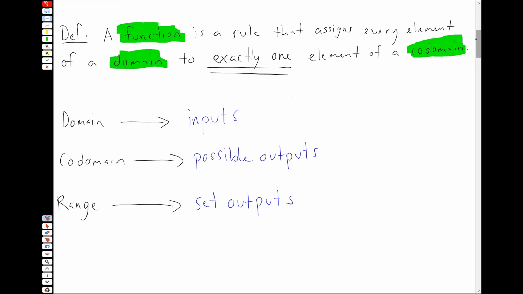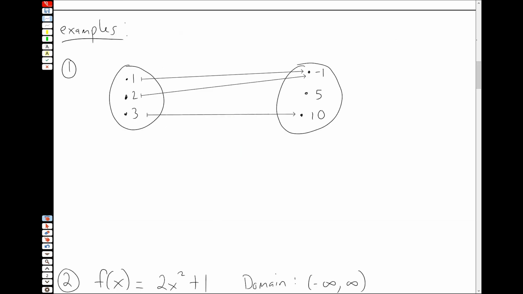So let's look at some examples. Okay. So here's our first example, and this is a pictorial representation of a function. So notice here on the left, we have our domain, which in this case is just the numbers 1, 2, and 3. And what is this function doing? It's sending 1 to -1. It's sending 2 to -1 as well. And it's sending 3 to 10.